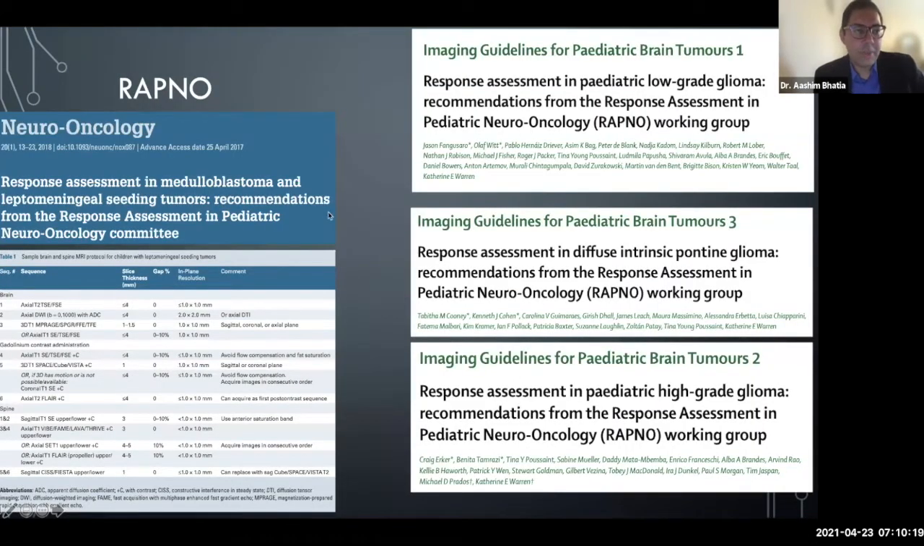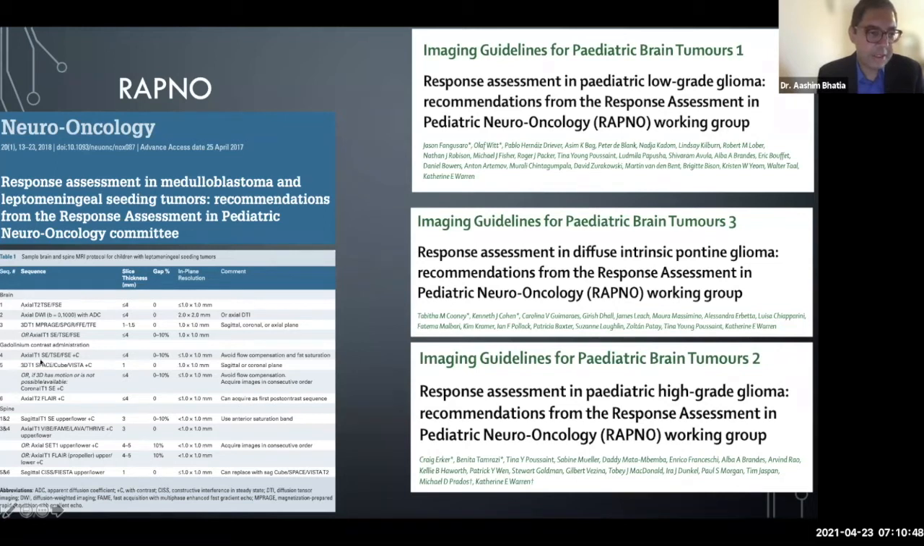But you also want to pay attention to the Response Assessment in Pediatric Neuro-Oncology committee. So the RAPNO committee, which I'm a part of as well, we're developing the most important sequences. So essential sequences that should be obtained in certain pediatric brain tumors. So if you look at medulloblastoma, these are all important papers to pull up. So at your institution, you should be doing at a minimum, hopefully, these type of sequences.